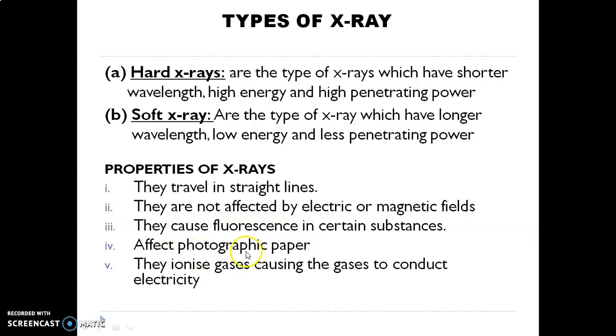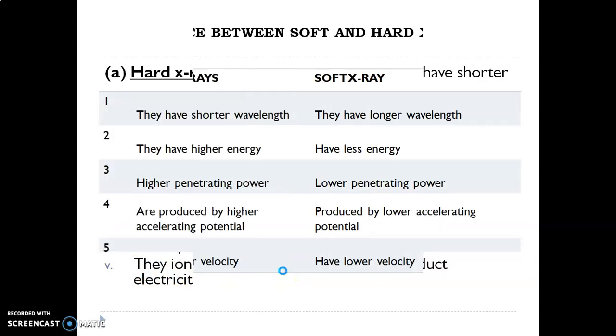They can affect photographic paper. Once they interact with the photographic paper, they tend to affect it. They also ionize gases, causing the gases to conduct electricity. Once it interacts with a gas, the gas can be ionized. It can conduct what? Electricity.